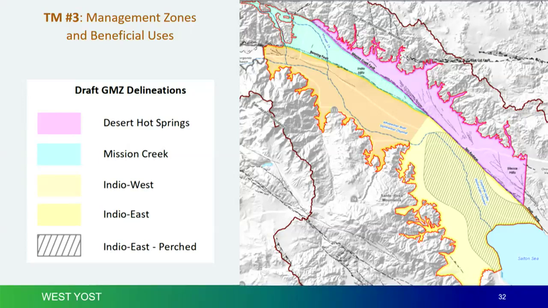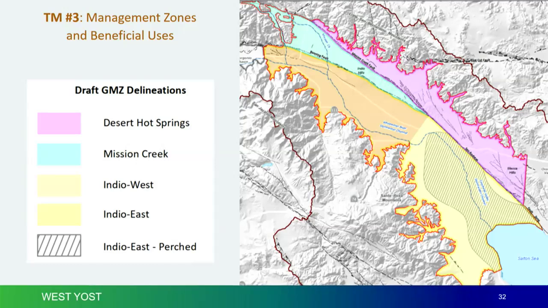And then there's a perched aquifer, which consists of maybe the upper 50 to 100 feet of sediments, the crosshatched area. And this is largely drained. This is largely agricultural. There are agricultural drains that intercept the irrigation water and then convey it to the Salton Sea ultimately.